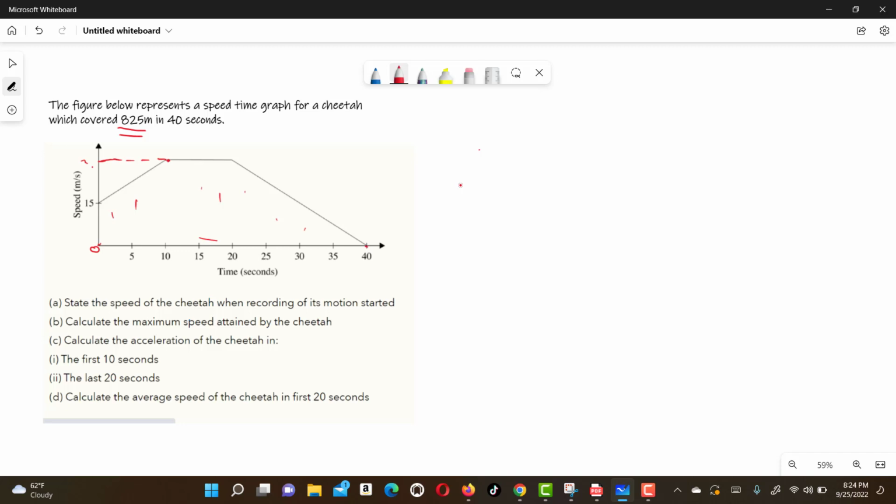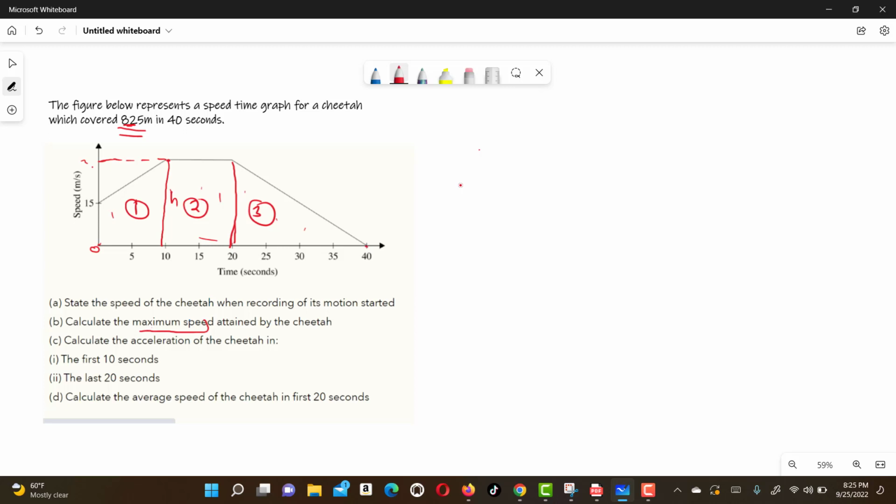If we draw a perpendicular line up to that point, at t equals 10, and then draw another at t equals 20, we are going to have the height of that figure, which is equivalent to the maximum speed of the cheetah. So we have how many figures here? We have 1, 2, and 3. Now the area of 1, 2, and 3, when you add them together, is equivalent to 825.